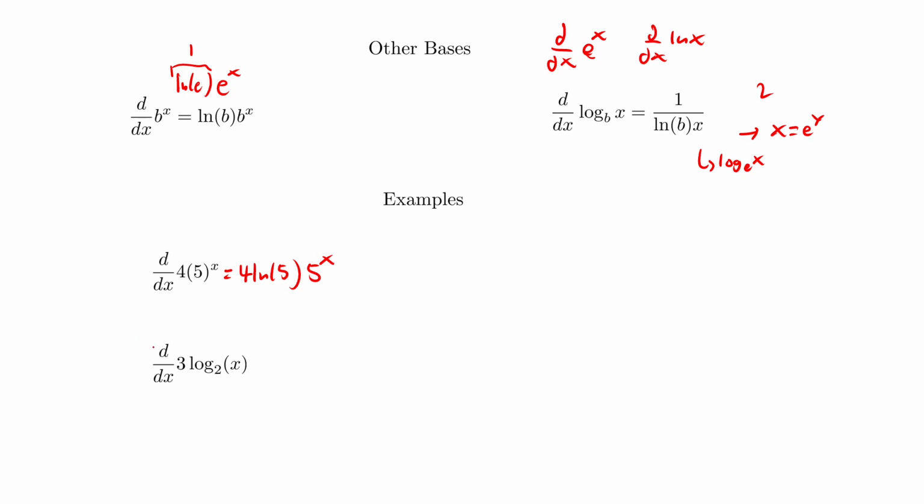And for something like the log base 2 of x, this will just be 3 times 1 over the natural log of 2 times x. Since this is a base 2 logarithm, we're going to put the natural log of that base down here, and then x.